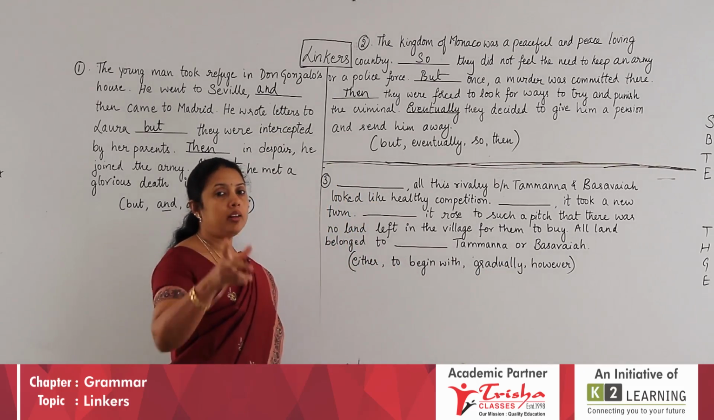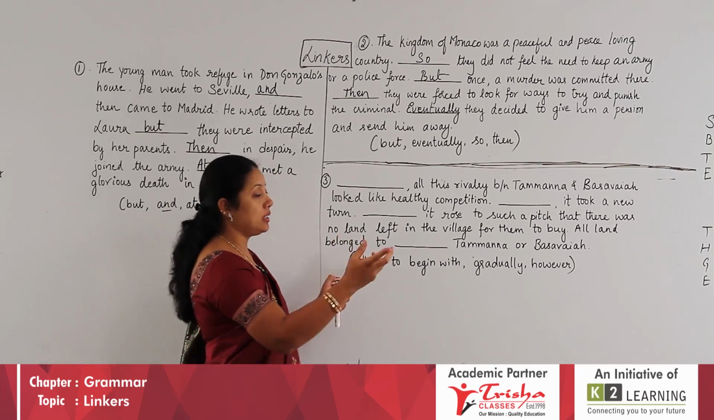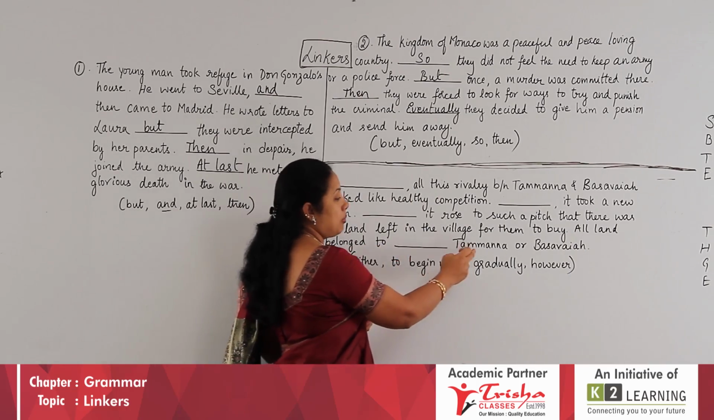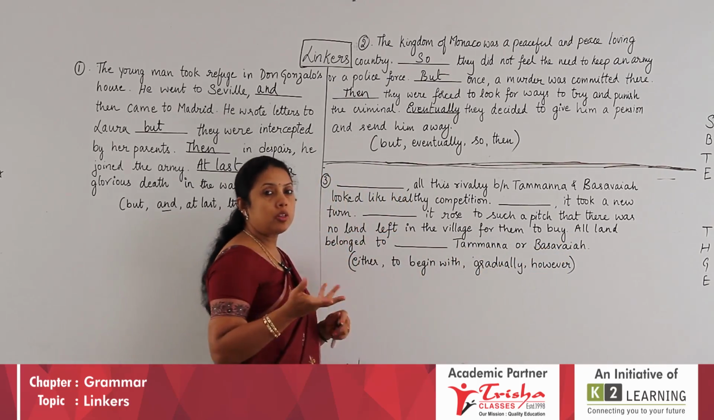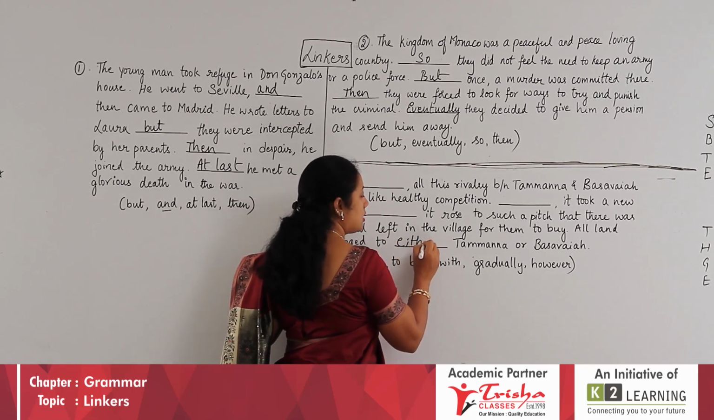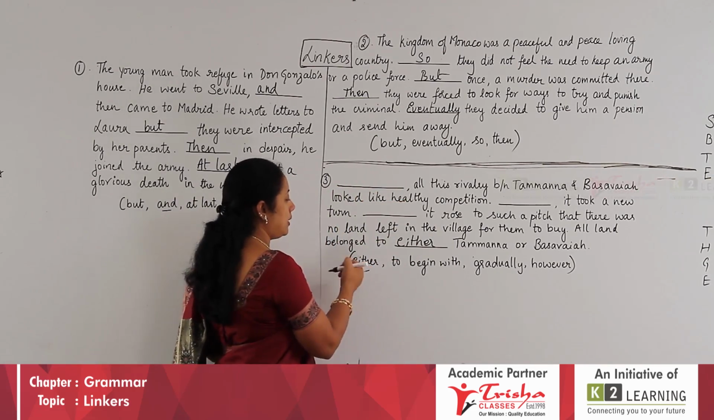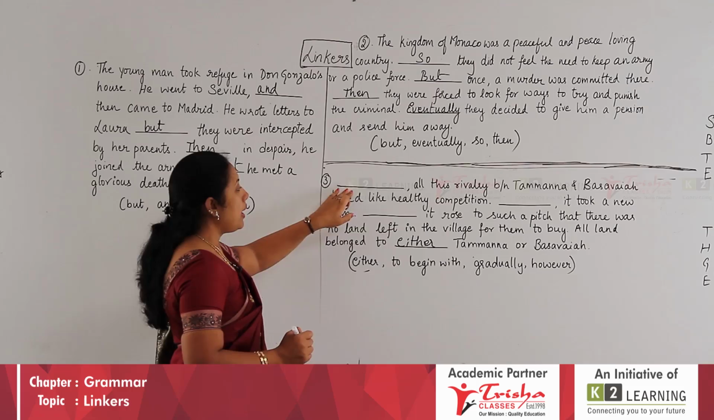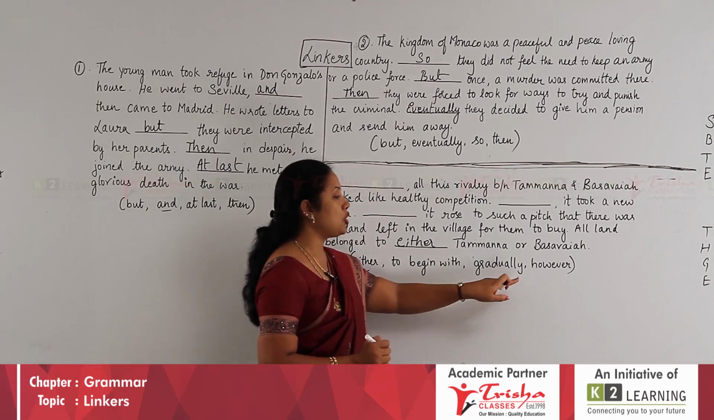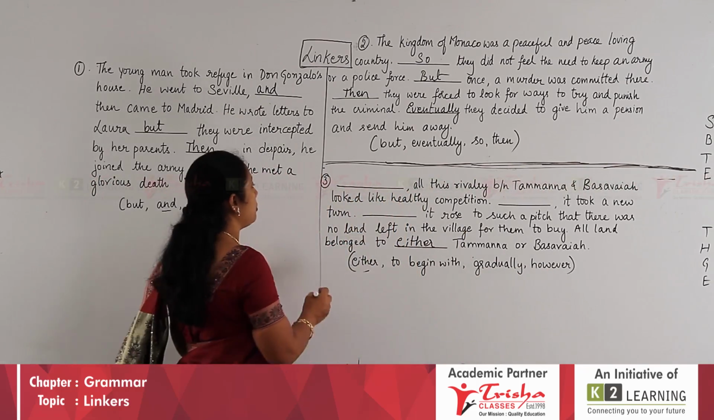Okay, if you get an answer first itself, you can write it. The last sentence, for example: all land belonged to dash, Tamanna or Baswaya. So the option here is very clear. It has to be either. So let us fill it first so that you are left with very few options to fill the other 3. So either is done. Now, the first one, the options here are to begin with, gradually, however. You can't put these two in the first, so it has to be to begin with.